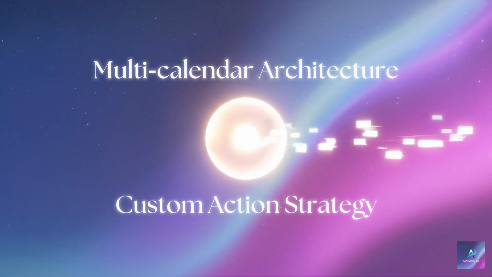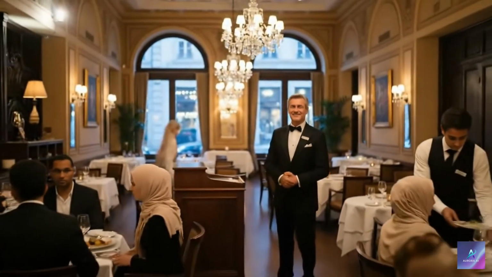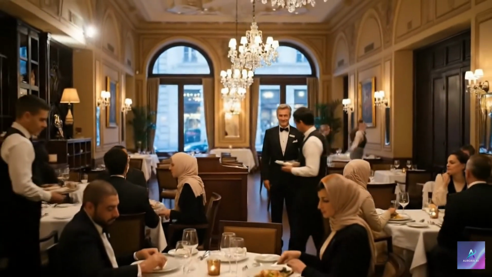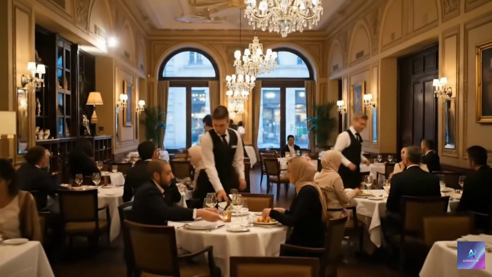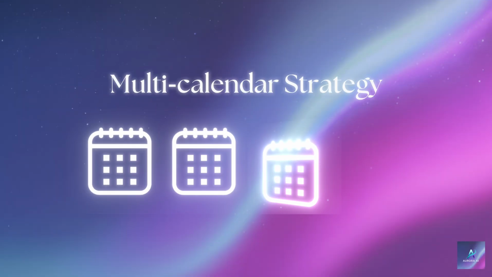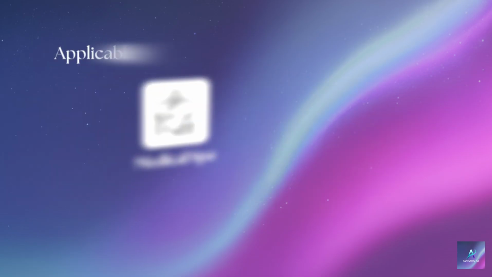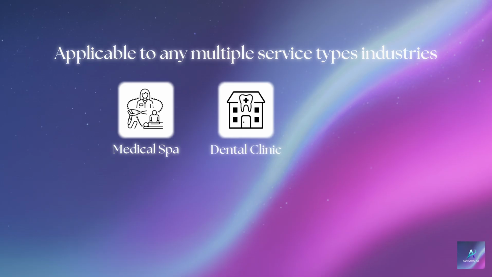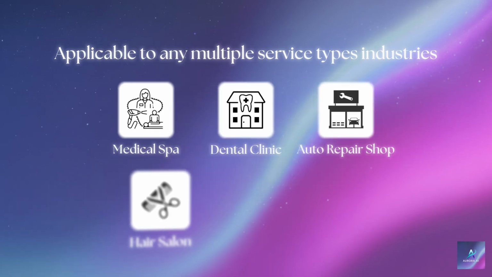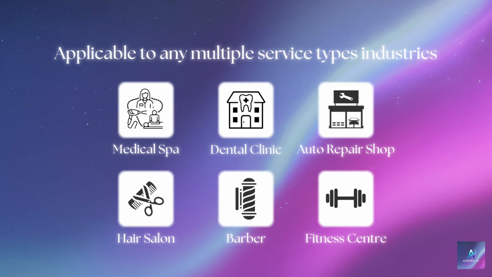Crucially, while our example focuses on a restaurant reservation system, the underlying logic and architecture are universal. This multi-calendar strategy applies to virtually any service-based industry that handles appointments across different service types. Think about medical spas, dental clinics, automotive repair shops, hair salons and barbers, or even fitness centers. Once you master this architecture, you can deploy it across any client business.